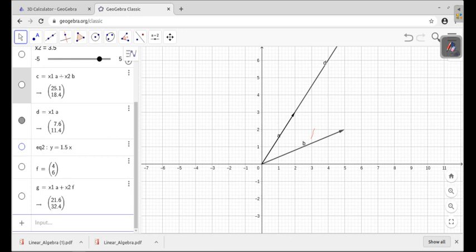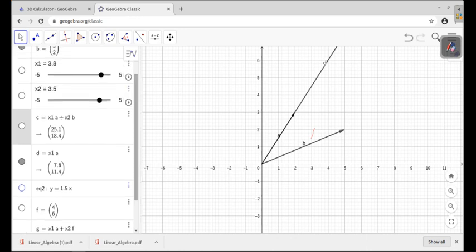No. Why? Because if I have taken d as x1 times a, now when x1 changes, what happens? d moves to the third quadrant, right? See here, when d is negative, it comes in the third quadrant. So the first quadrant is there, but its scalar multiple is in the third quadrant, so it is not closed under scalar multiplication. So the first quadrant alone is a subset, but it is not a subspace.